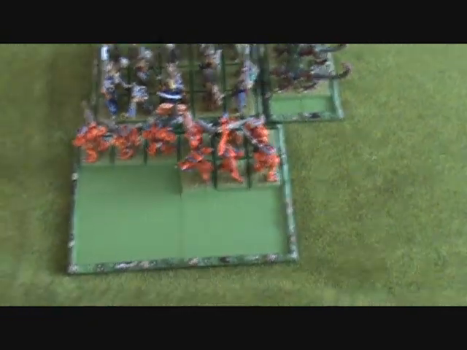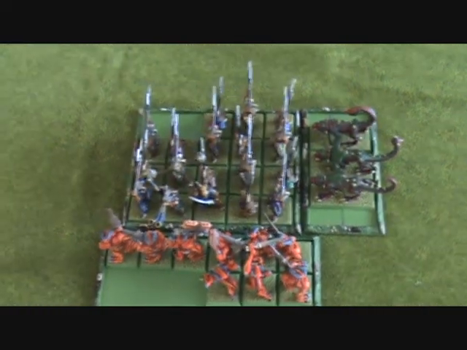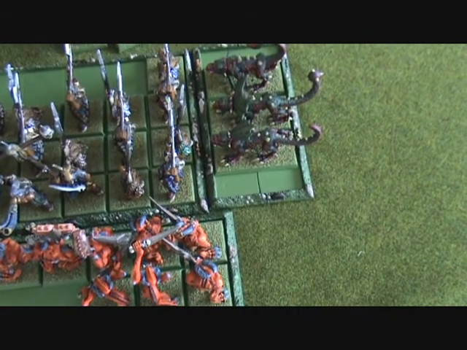So they get to go ahead and go first. They're going to cause 3 hits, with 2 wounds, and that's going to mean 2 dead Bestigors here.